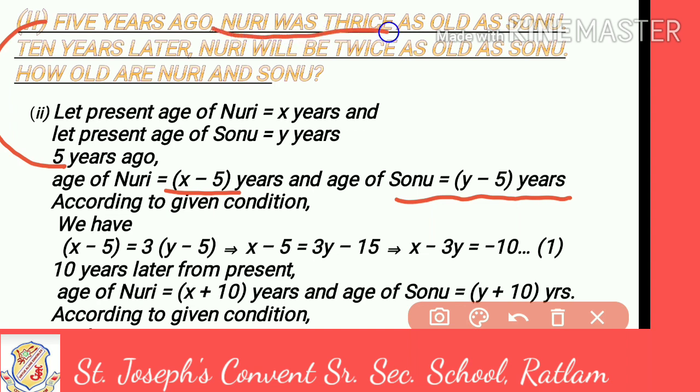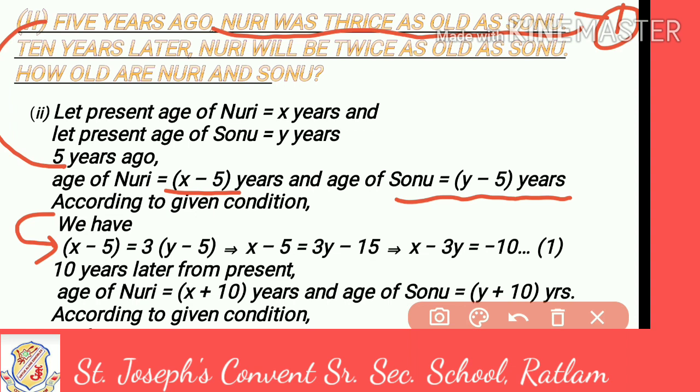Now the first line gives you that 5 years ago Noori was thrice as old as Sonu. So in this line a comparison between Noori's and Sonu's age 5 years ago is given. So hence this will be the first equation which you are going to get. So let's see what the first equation will be. According to the given condition we have 5 years ago Noori's age, that is x minus 5, was equal to 3 times that of Sonu's age, that is 3 into y minus 5.